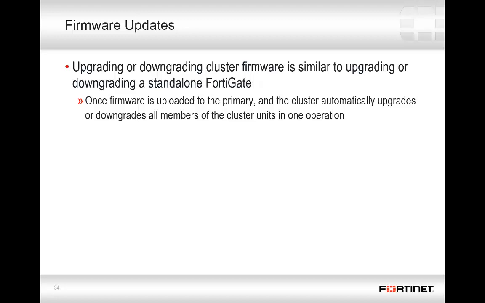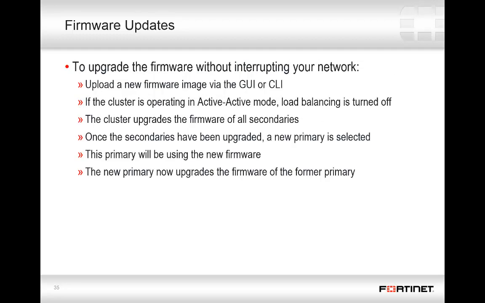The same as with a standalone device, when upgrading an HA cluster, each updating FortiGate must reboot. However, in a cluster, since there are multiple devices, reboots are done without disrupting traffic. Here's how it happens. First, you upload a new firmware image. If it is an active-active cluster, load balancing is turned off, so all traffic goes through the primary.